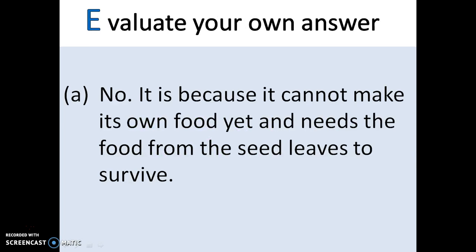Okay, great. Let's look at our answer. As mentioned earlier, you have to say yes or no, followed by explaining why, right? So, how am I going to answer? First, I'll put no. It is because it cannot make its own food yet and needs the food from the seed leaves to survive. If you remove the seed leaf from it, it will die. So that's why your answer has to explain such that it's linked back to the question again.